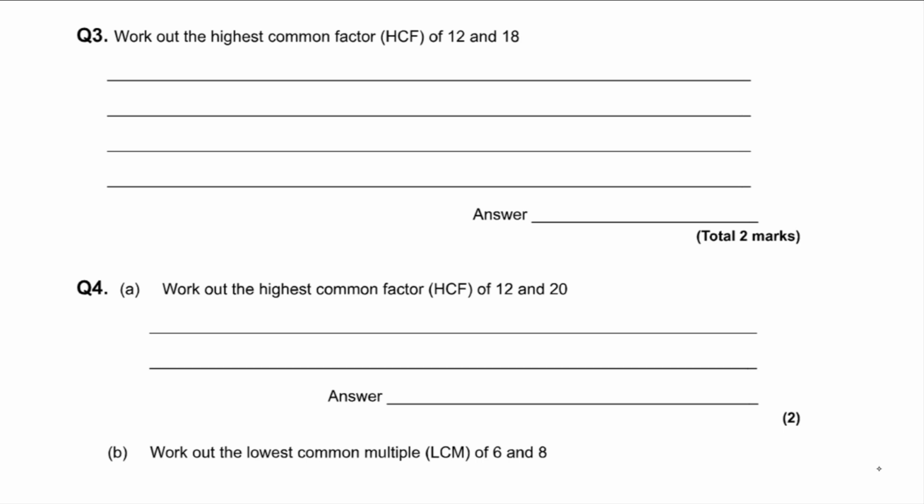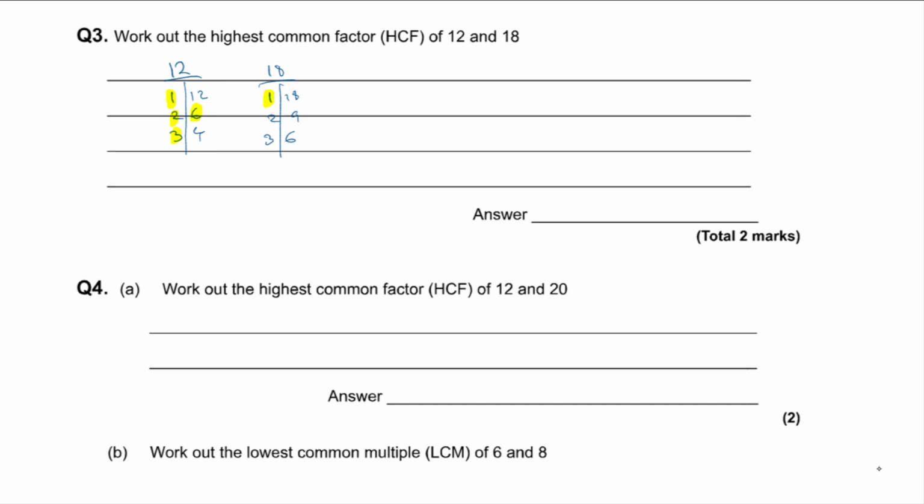Question 3 says work out the highest common factor HCF of 12 and 18. Now again, when the numbers are small it's easiest just to do an exhaustive search. So you find all the factors of 12, we just did this a minute ago. So 1 and 12, 2 and 6, 3 and 4, and we find all the factors of 18. 18 has 1 and 18, 2 and 9, 3 and 6. And then we think, well, which ones do they have in common? Well, 1's in both lists, 2's in both lists, 3's in both lists, 6 is in both lists.